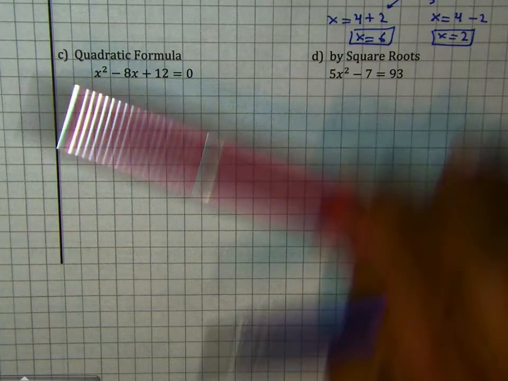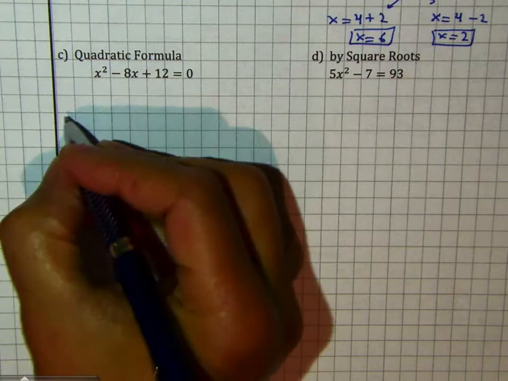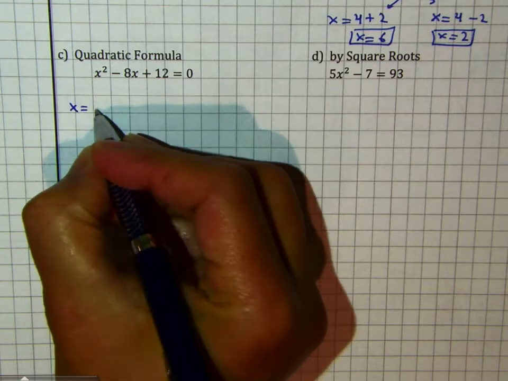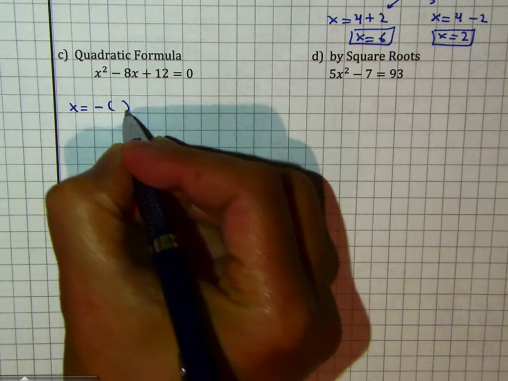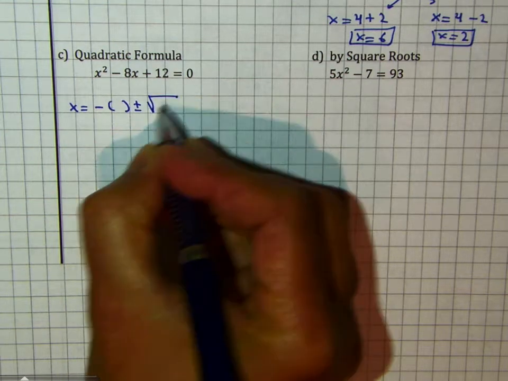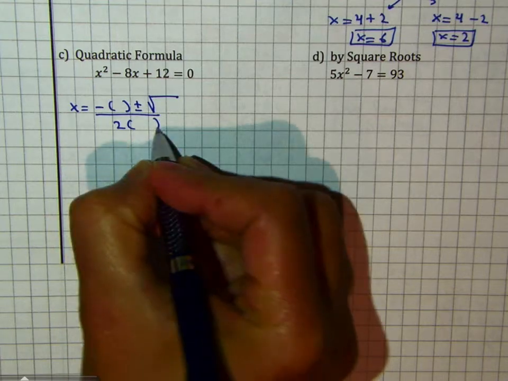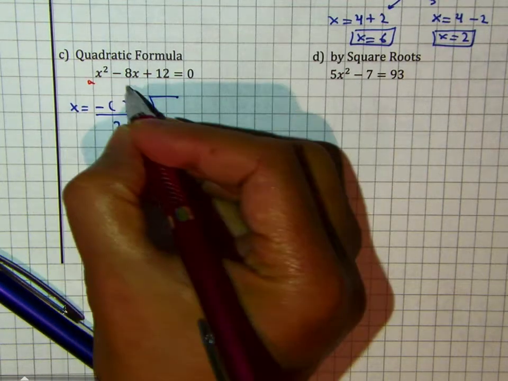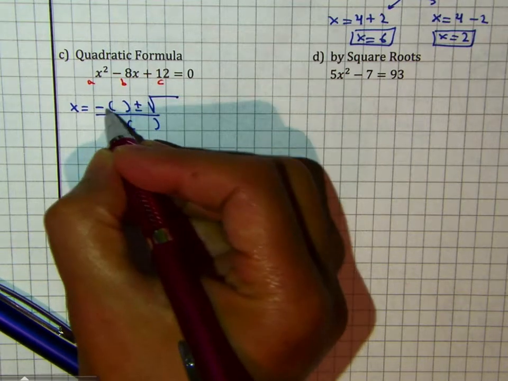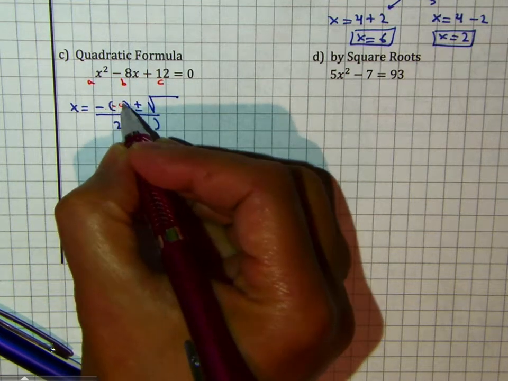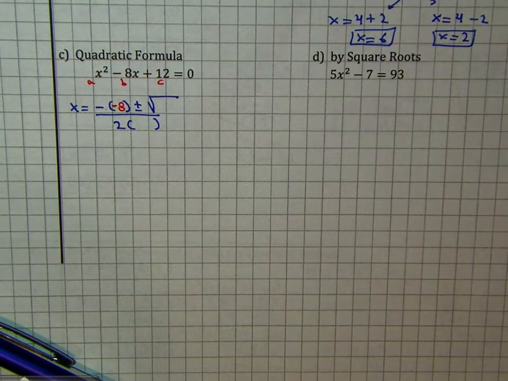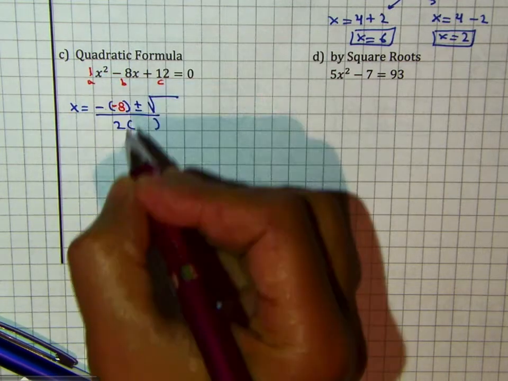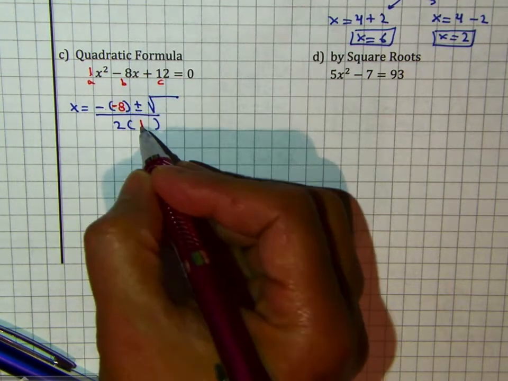Quadratic formula. X equals opposite b. X equals negative b plus or minus square root all over 2a. A, b, and c. X equals negative b. B is negative 8. Again, I have a double negative. All over 2a. A is just 1. Notice I'm not carrying down the x's, only the coefficients.